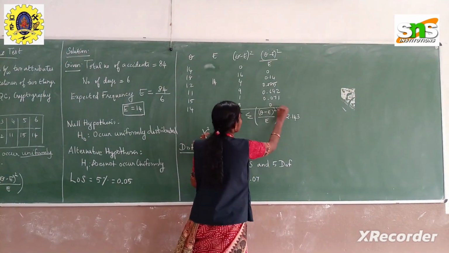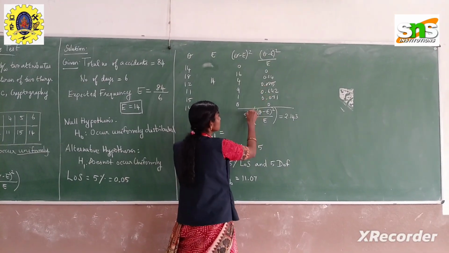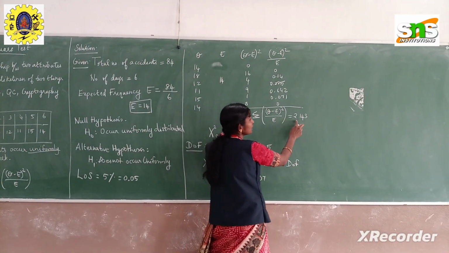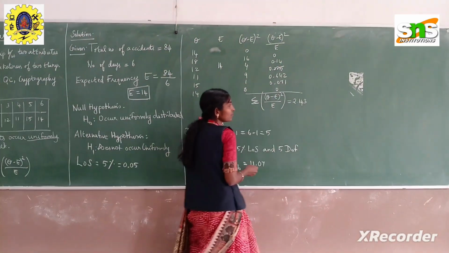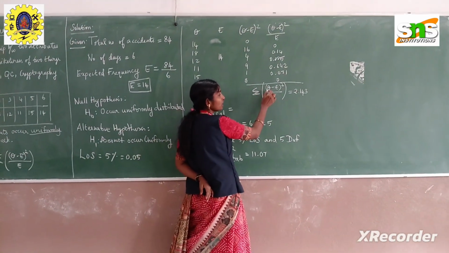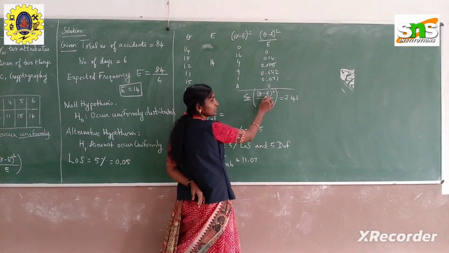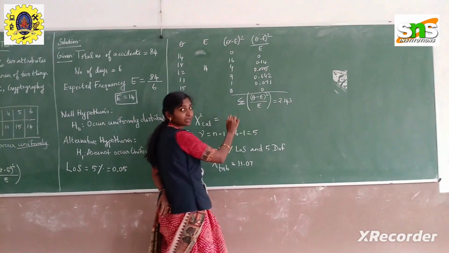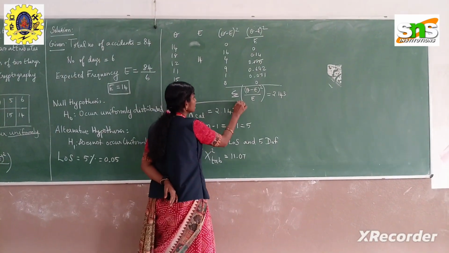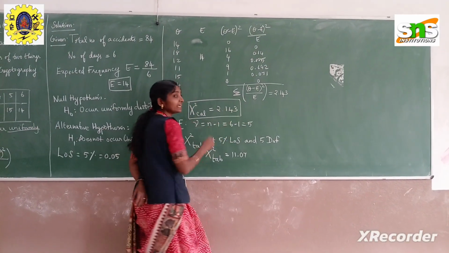Now what we have to do is take the summation of all the values in column number 4 of the table. On computing it, we will have 2.143 as the chi-square value. That is nothing but the summation of observed frequency minus expected frequency, the whole squared, divided by the expected frequency, which is found to be 2.143. This is our calculated value for the data given.